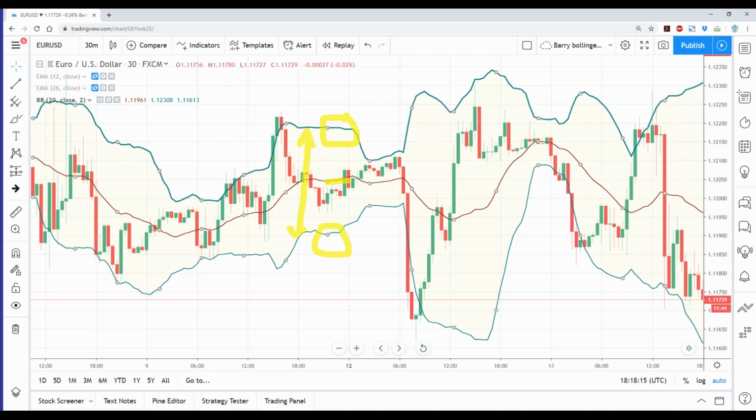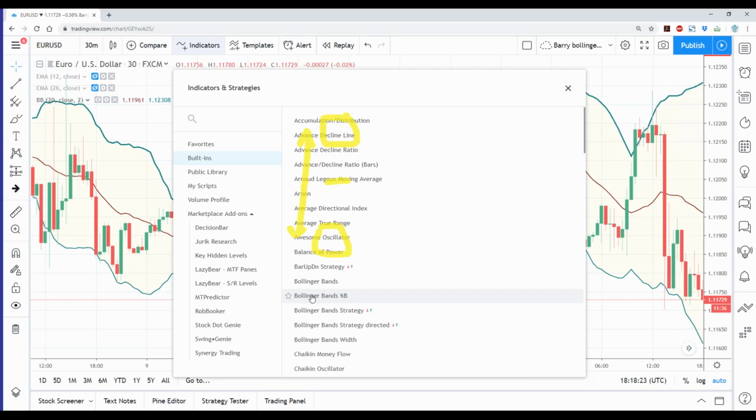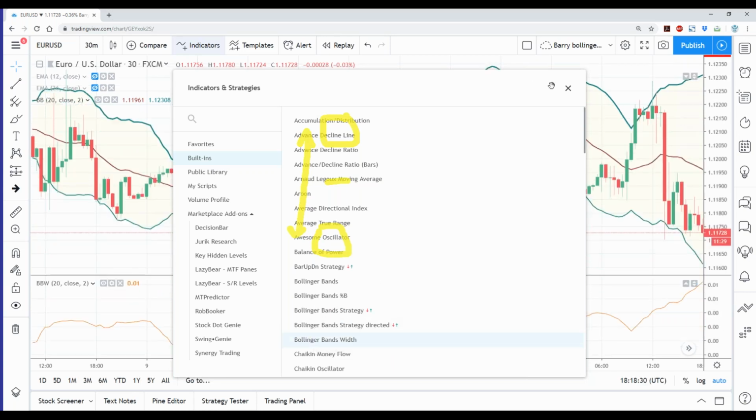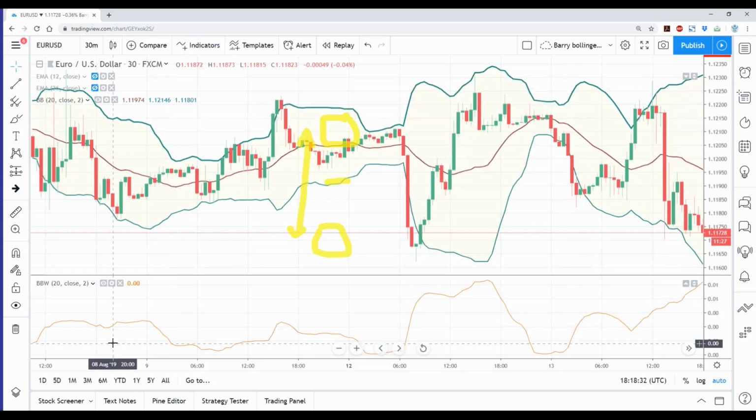And you can go to the indicators. Oh, there we go. And you can just click on Bollinger Band width and drop that on your chart down below. And we can see, and this is simply the width of the band. Now, as you can see, this was very simple to put on our charts. There's nothing you have to do.